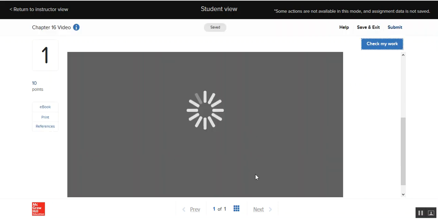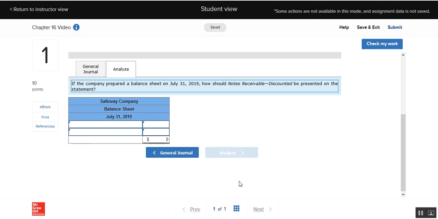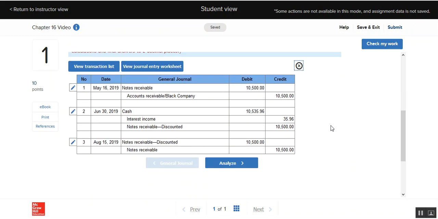Let's jump back over here. And it says, if the company prepared a balance sheet on July 31st, how should notes receivable discounted be presented on the financial statements? All right, so I'm going to come back over here and look at our journal entries. We're doing a balance sheet, and it's asking specifically for notes receivable and discounted notes receivable. So on our balance sheet, we're doing the balance sheet on July 31st. So that's the important thing. This last entry happened on August the 15th. So that's after the date of our balance sheet.